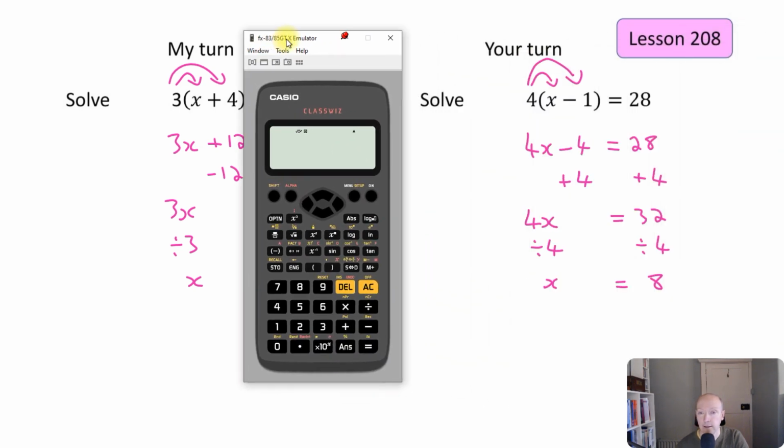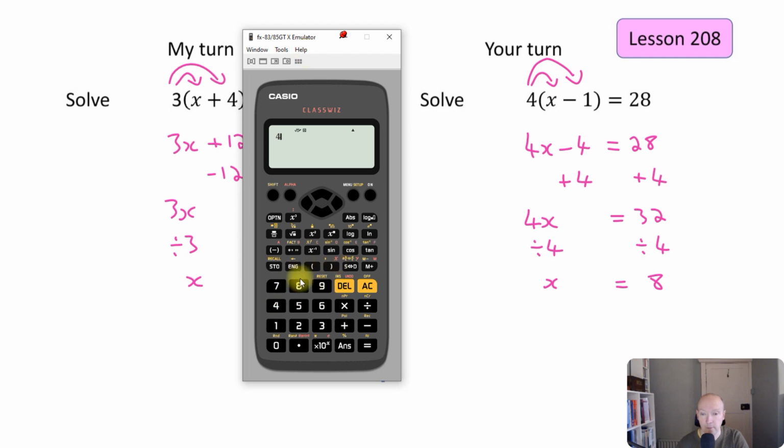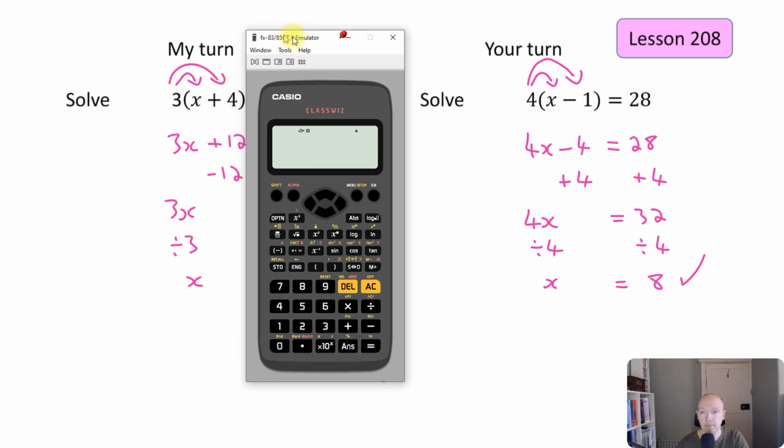Again, I think it's 8, so let's just check. 4 brackets 8, take 1, close brackets, is indeed 28. We had on the right, so we know that's the right answer there.